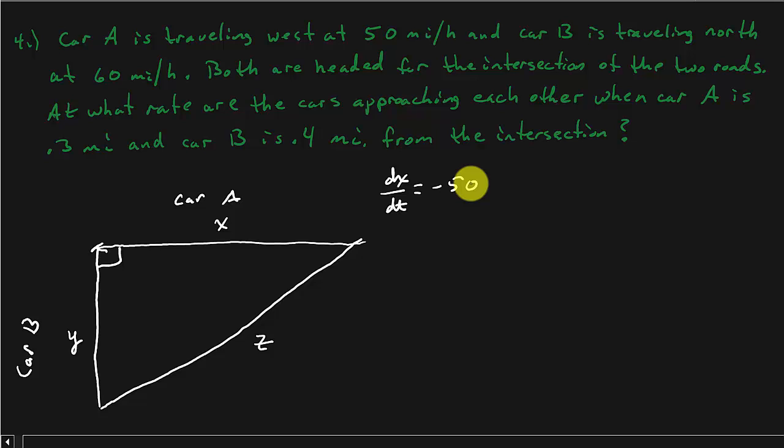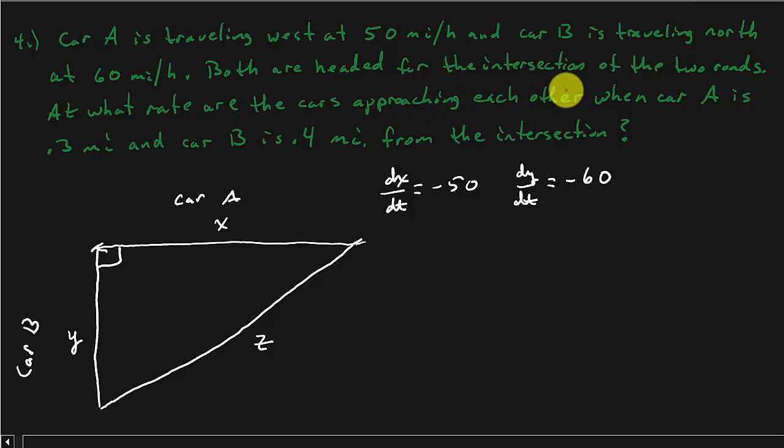Negative 50. All right. Now, why negative 50? Well, we're traveling west, and this distance is decreasing. Okay, the distance is decreasing, so it's negative 50. And then the same thing with dy/dt. Well, that's traveling north at 60 miles an hour. See, the distance is decreasing as I'm heading to the intersection, so that's going to be negative 60.